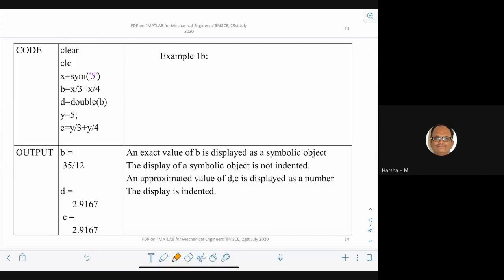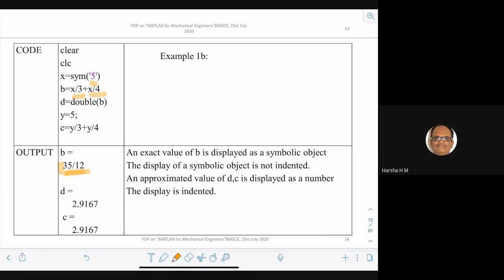Suppose you try to take this code. Of course, for every code, as Professor Narari said, clear and CLC is a very important thing. It's better to clear all those things in the database. Now, X is defined as symbol 5 here. And when you say B is equal to X by 3 plus X by 4, the output will be 5 by 3 plus 5 by 4, and that will become 35 by 12. Still, it is not a number. It is not indented.